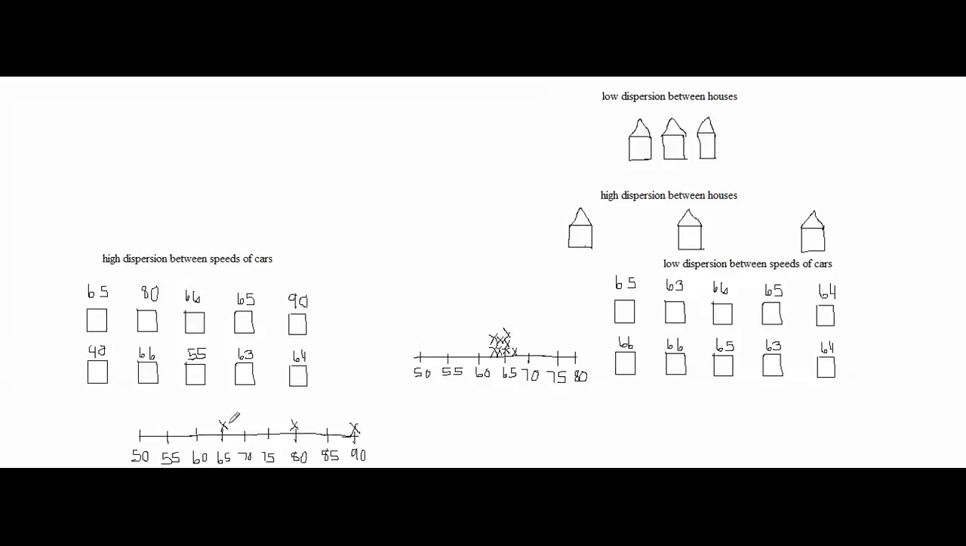66 would be right here. We have two 65s. 40 would be way out here. So the fact that we have to extend the number line shows that our spread is going up.